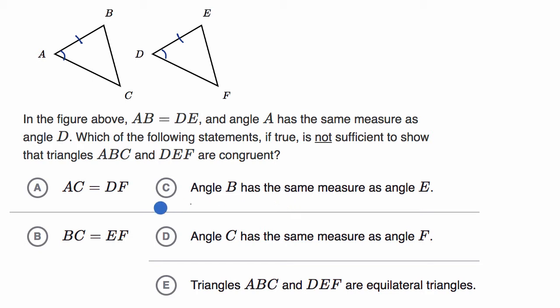Okay, so let's go through them one by one, and if any one of these is sufficient to show that these triangles are congruent, then we would rule that out, because we want to figure out which of these choices is not sufficient to show that the triangles are congruent.